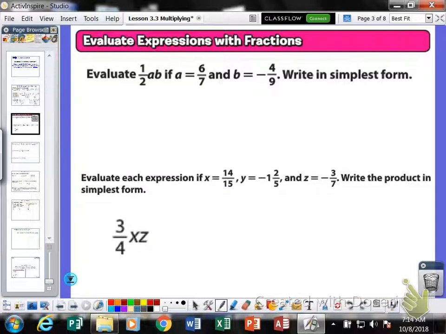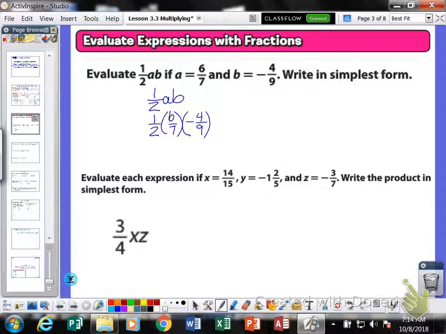All right, evaluate. So we know how to evaluate. We always start off with a problem. So rewrite the problem, 1/2 AB. So 1/2, what is A? 6/7. So 6/7 goes in parentheses. Parentheses means multiply. And then we have -4/9.